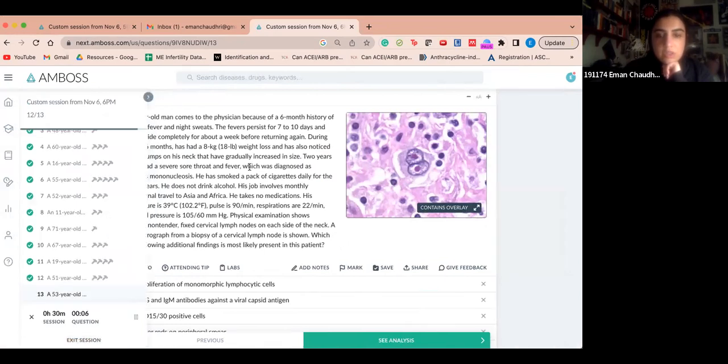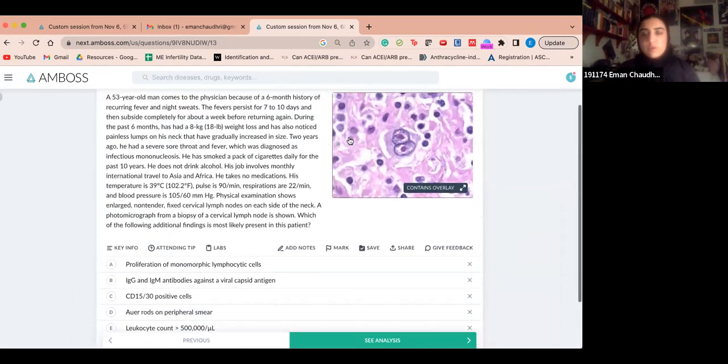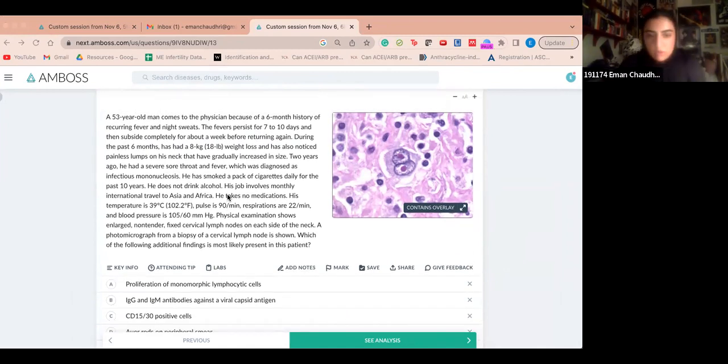It is the last question. Awesome, perfect. Okay, immediately. What is this? Cool, see? But what is the photomicrograph? Cool, Reed-Sternberg cells. Good job. Okay, so let's just quickly read the vignette, even though we probably don't need to.